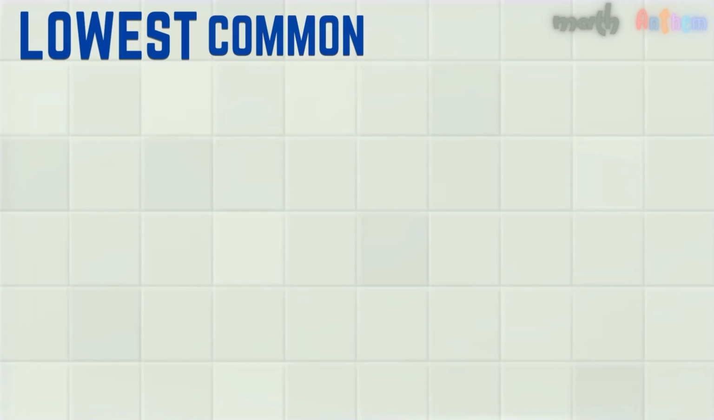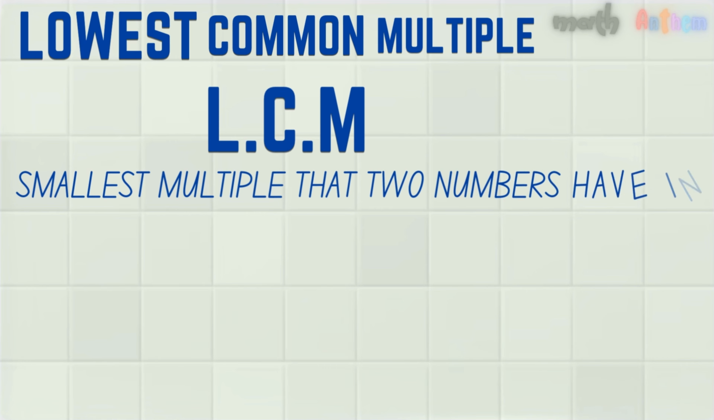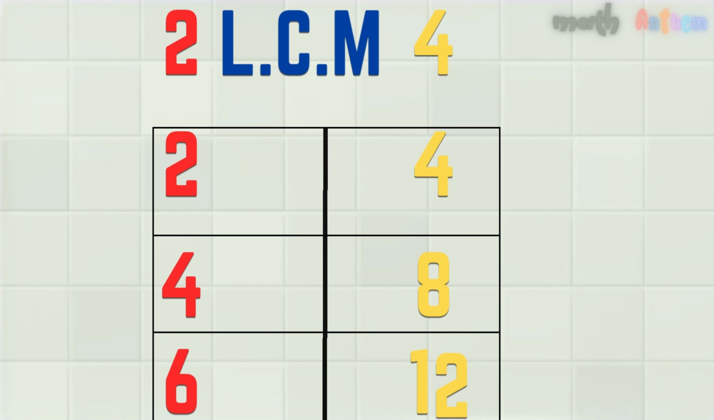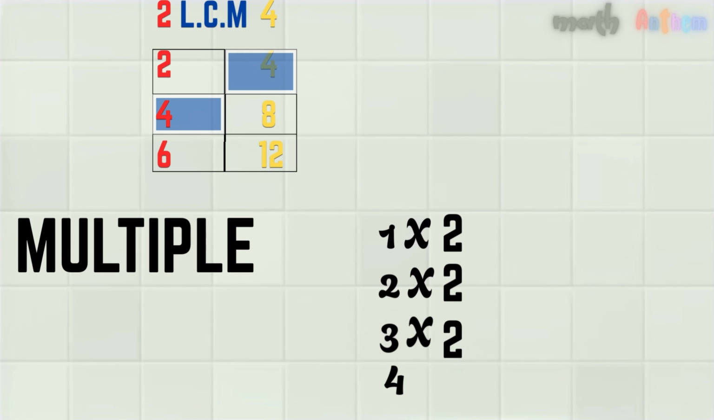Yay! Let's go over what we've learned. The lowest common multiple, LCM, is the smallest multiple that two numbers have in common. We can find it by listing the multiples of each number and spotting the first one they both share. A multiple is simply what you get when you multiply a number by 1, 2, 3, 4, and so on.